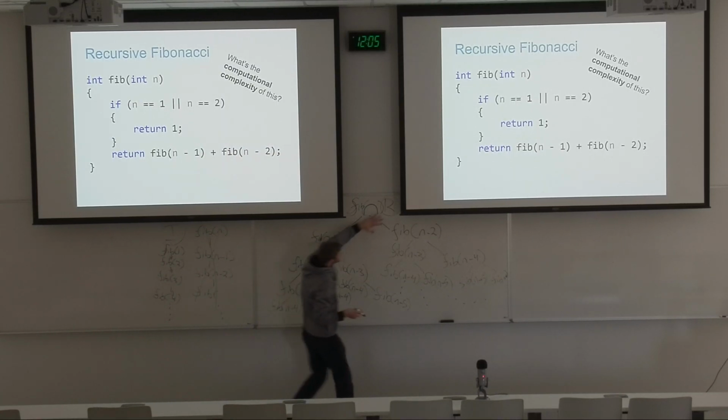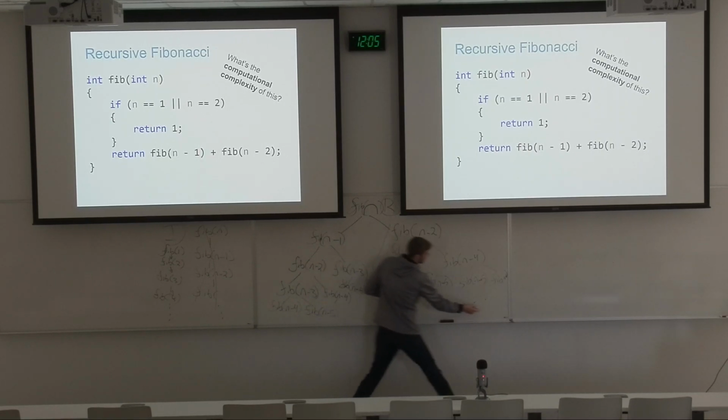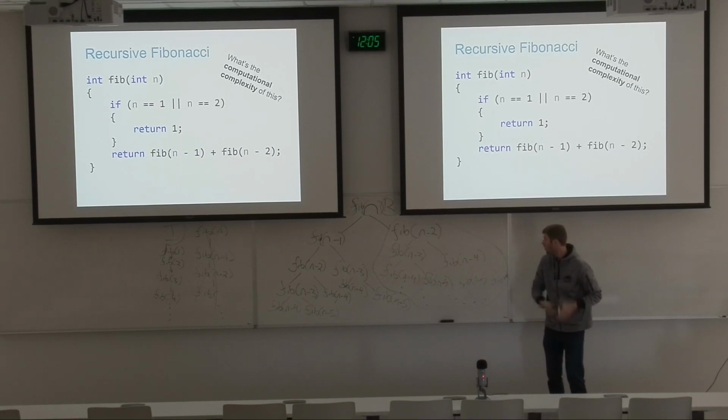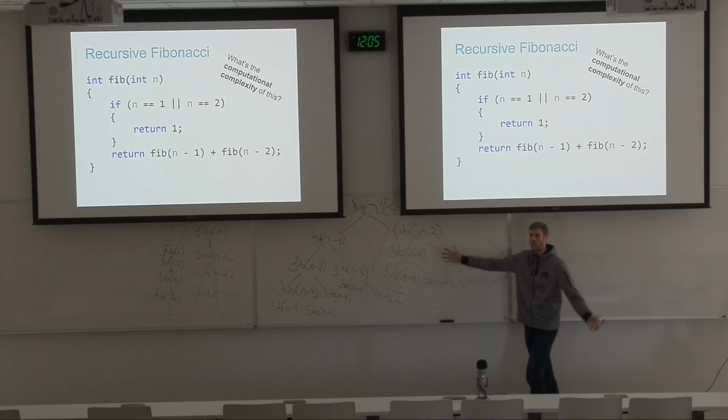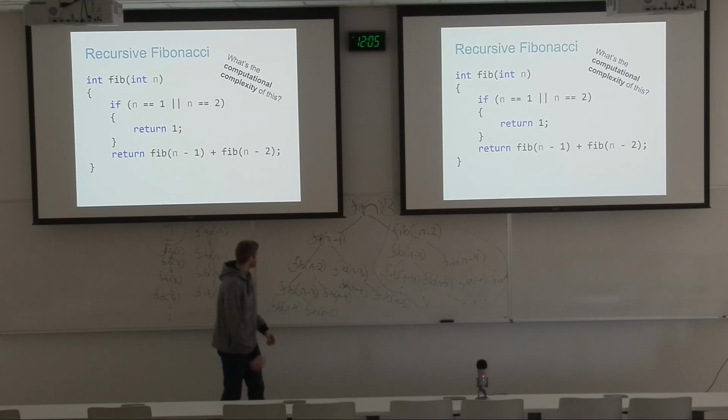So here, imagine this tree goes down all the way. There's a lot of work going on in fib of n minus 2. It's this whole subtree that goes all the way down to the base case. There's a lot of work going on there, but I'll eventually answer it, right? But look, I've asked the exact same question here.